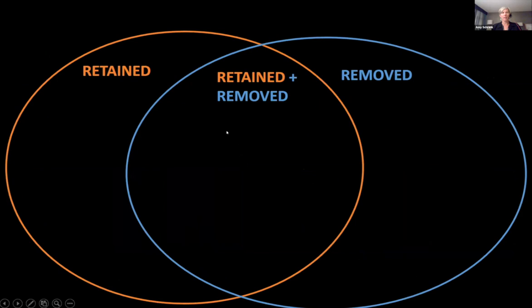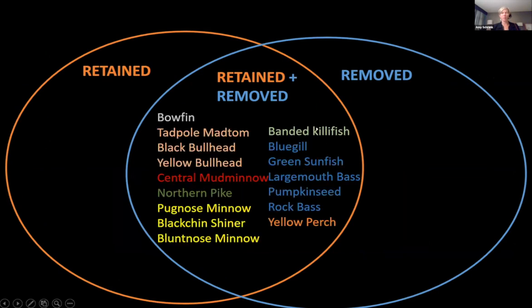So I'm going to throw some fish species up there and show you what we caught in each type of plot. There are no fish species that we caught in the retained that we didn't also see in the removed plots, so this part of the Venn diagram always stays blank. But we did see a number of different types of fish species in both the retained and removed plots, even post cattail removal. I'm not going to read through all of these.